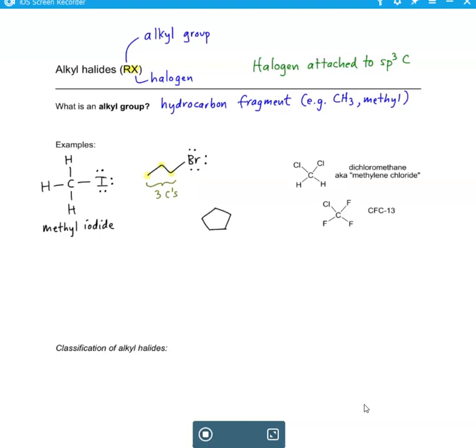Alkyl halides can also involve rings. So you can have alkyl halides that are part of cyclic structures, like this one. Over on the right are some other alkyl halides. The top one is called dichloromethane, which is also known as methylene chloride. This is a solvent.